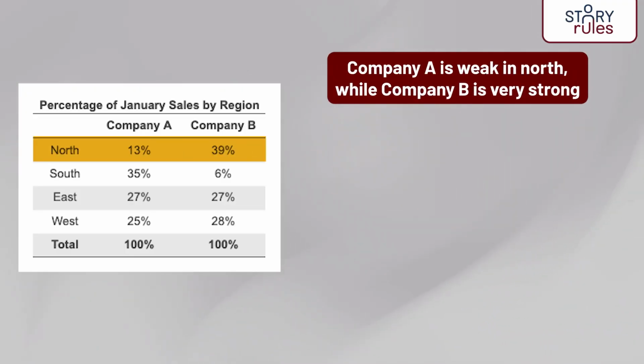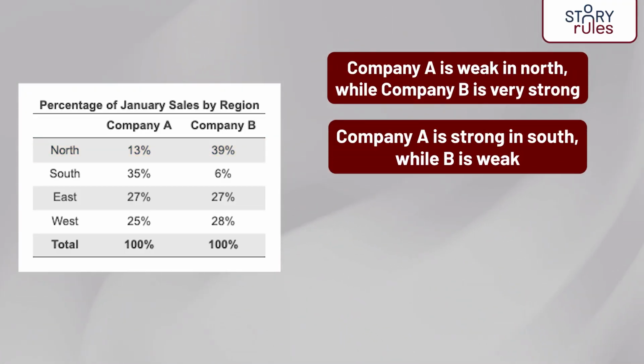Actually, you cannot say which is the right chart because you should not pick a chart just based on the data. Between the data table and the chart, you need a very crucial intermediate step, knowing your message. Even a data table as simple as this one can have multiple messages coming out of it. You could say company A is weak in north while B is very strong. You could say company A is strong in south while B is weak.